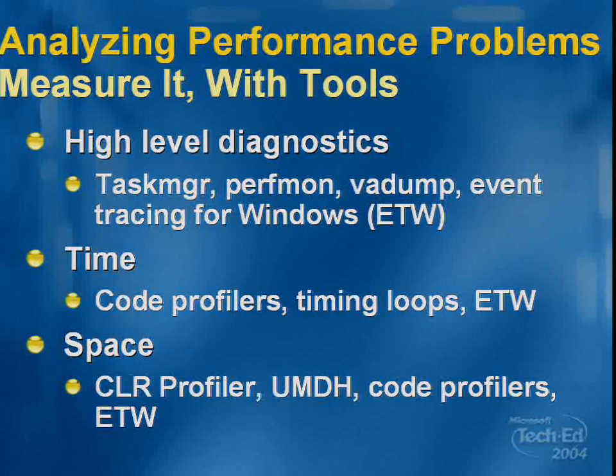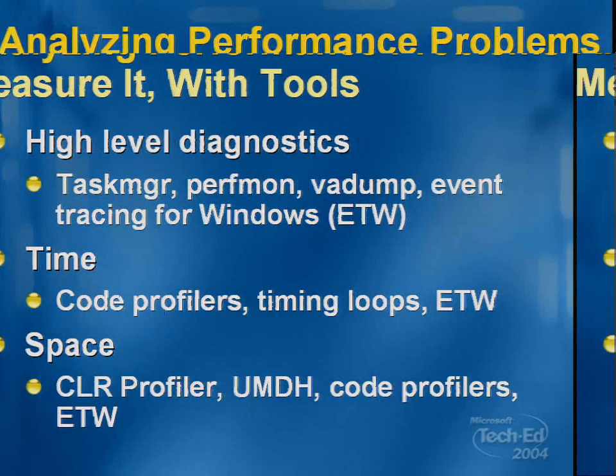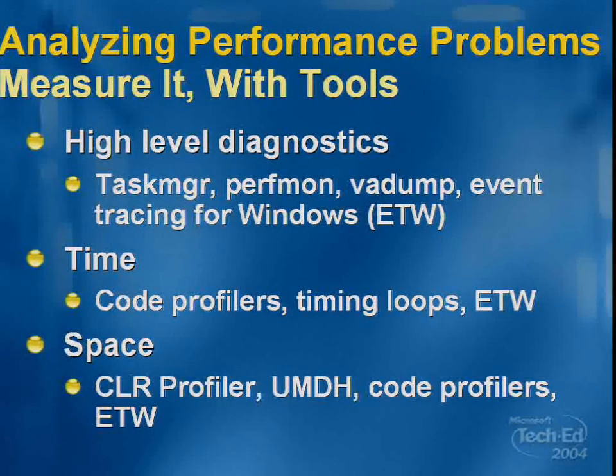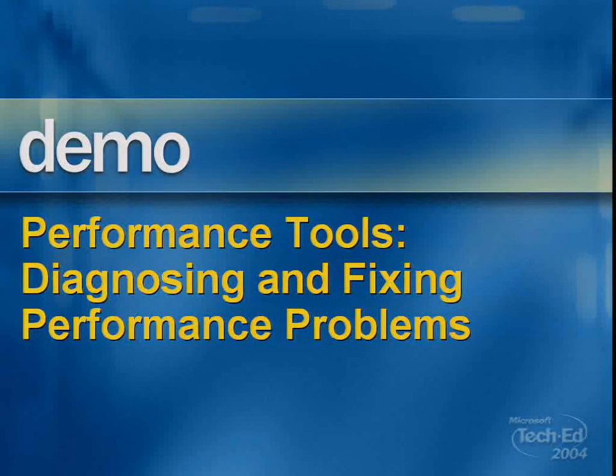If VA dump shows that there is a lot of usage in the GC heap, then you can use specialized tools like CLR Profiler. I'm going to demo that soon. For unmanaged process heap, there's a tool called UMDH. Again, you can find it on MSDN. That's a great tool because it shows you the stack traces that allocated unmanaged memory. So let's jump into a demo and see what sort of perf counters and what sort of analysis we can do.